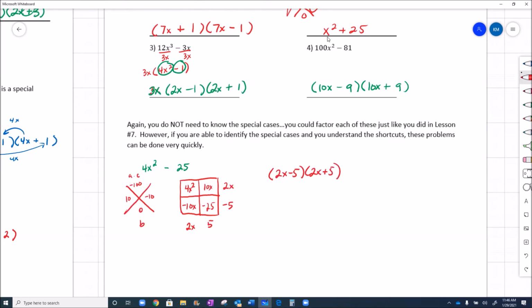See, so even without the shortcut, if we were just doing the Xbox method, we could still get to our answers. But at the same time, the shortcut could lead us to our answer a little bit faster.